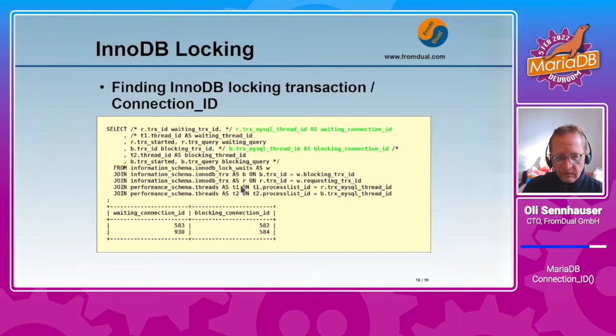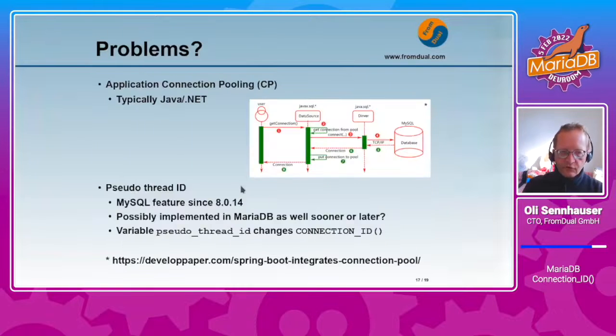So there is a possibility to look in the information schema and in the performance schema to see which connection ID was waiting and which connection ID was blocking the waiting connection. In combination with the general query log or with some other queries you run on performance schema or information schema, you can easily find out not only the waiting connection but also the blocking connection. This is currently something we are still working on for some customers to find an easier solution.